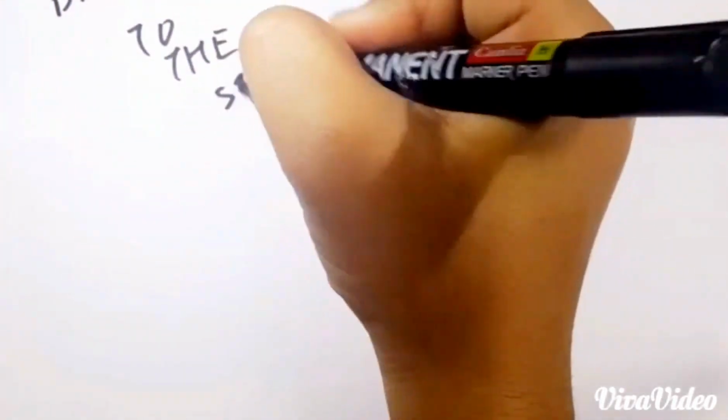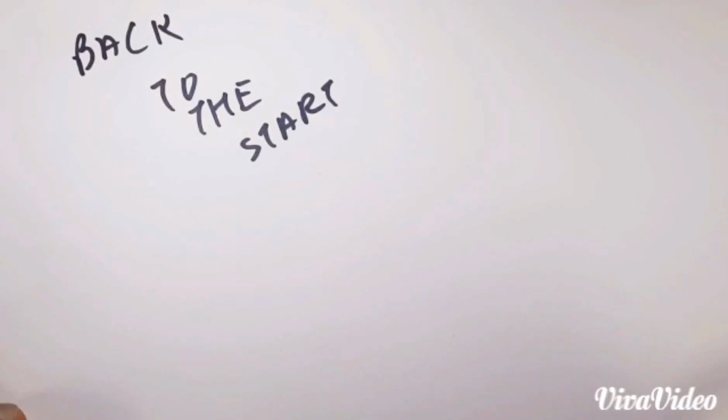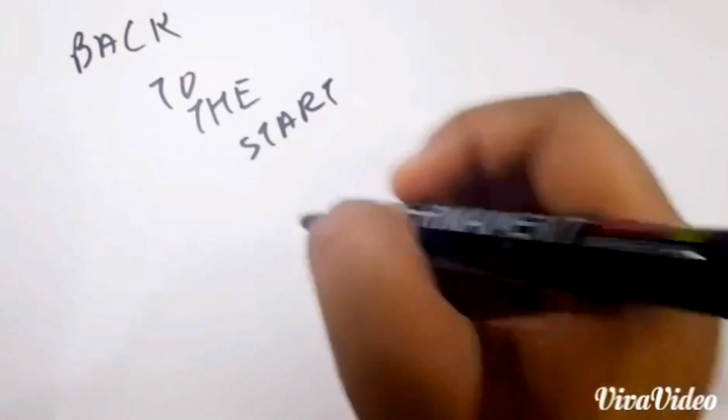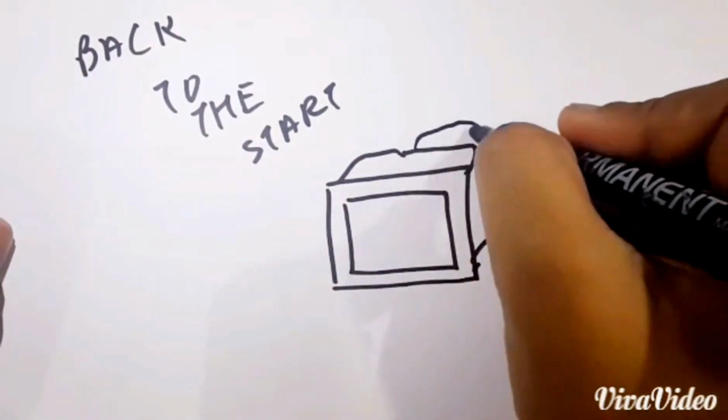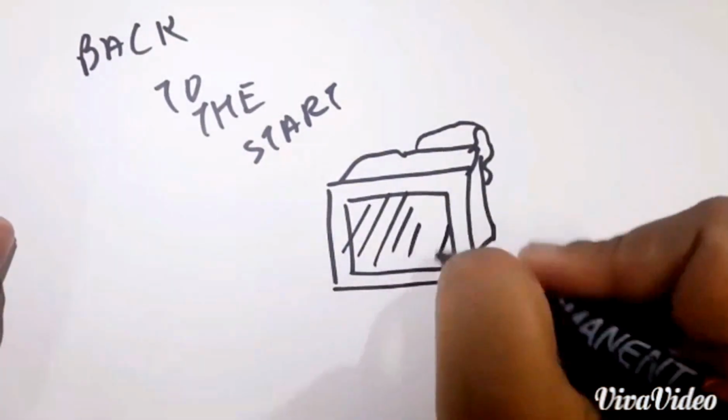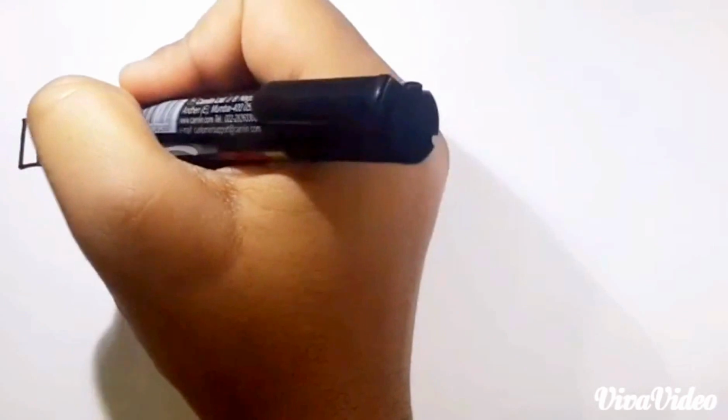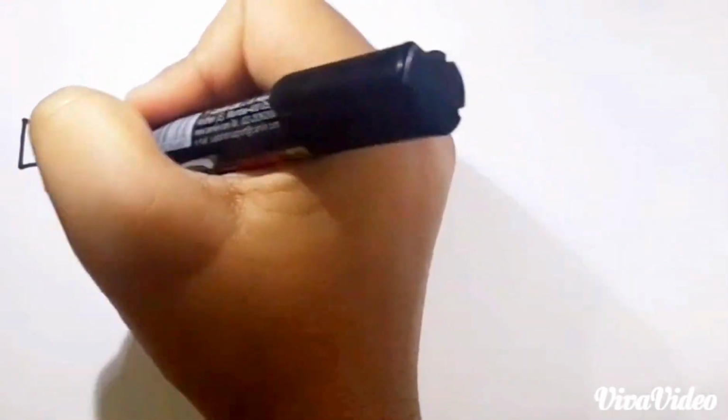The very first TVs that came out were the cathode ray TVs, which looked somewhat like this, and they used to display in black and white. The way these cathode ray TVs worked was there was an electron gun which used to shoot electrons.